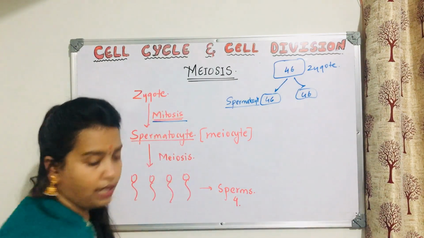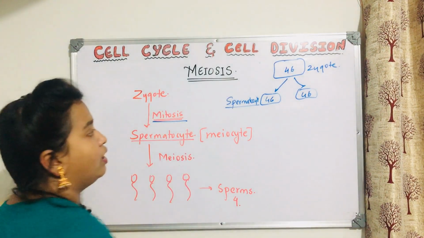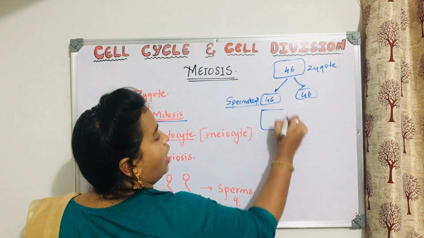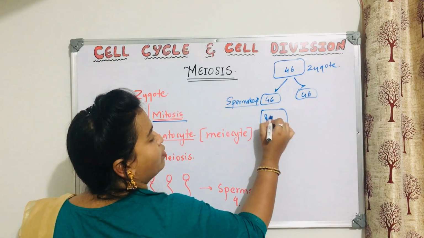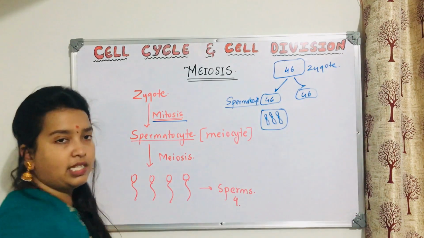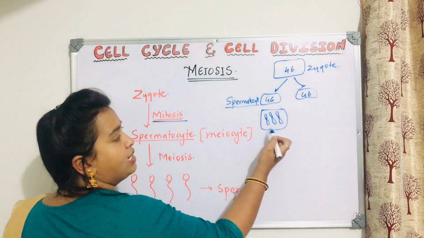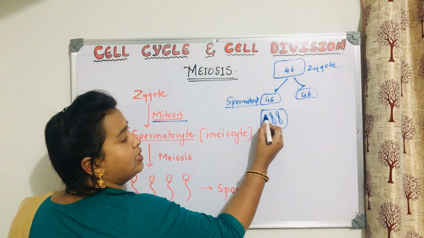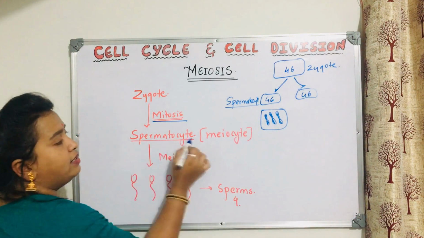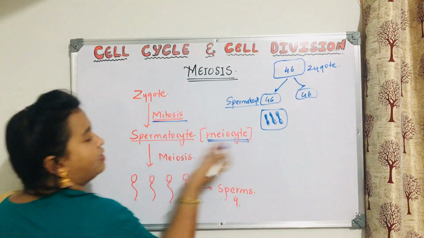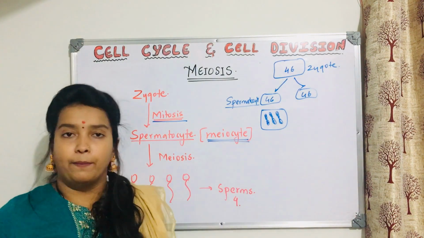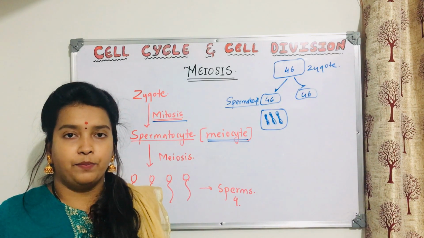Because, remember, the zygote has divided into 46 and 46 chromosomes. If you see how it looks, this is how the chromosomes are. I am not showing all the 46 here, okay? But try to understand, they are in this form with a single chromatid. The spermatocyte has 46 chromosomes in this form with single chromatids.